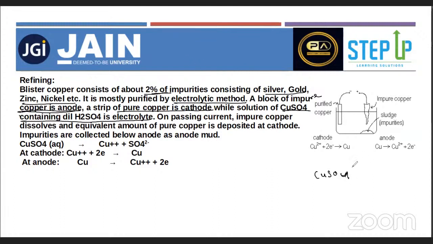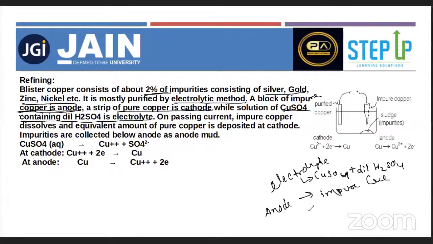So copper sulfate plus dilute H2SO4 together is our electrolyte. So the electrolyte is CuSO4 plus dilute H2SO4. Now what is the anode? Anode is your impure copper. And the cathode will be a strip, a very thin strip of pure metal, very thin.